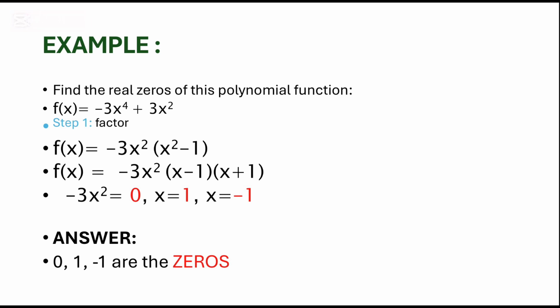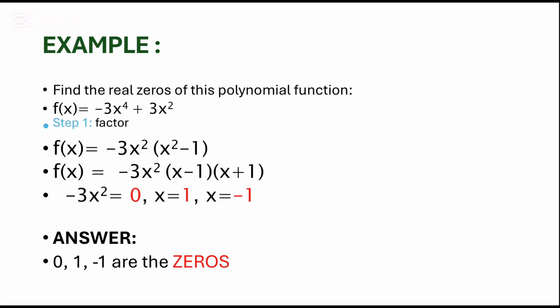So when we factor, we get f of x equals -3x squared, bracket x squared minus 1. And if we factor again, it would be f of x equals -3x squared, bracket x minus 1, bracket x plus 1. So -3x squared would equal 0 if you divided by the -3 and took the square root.